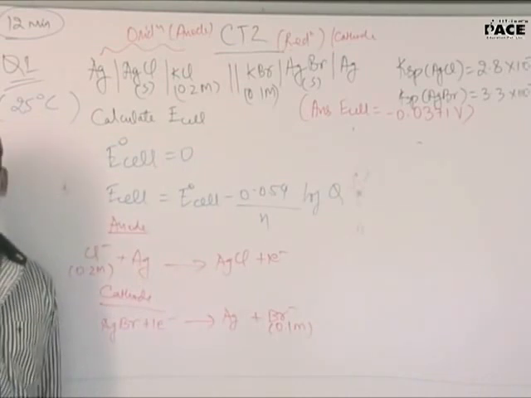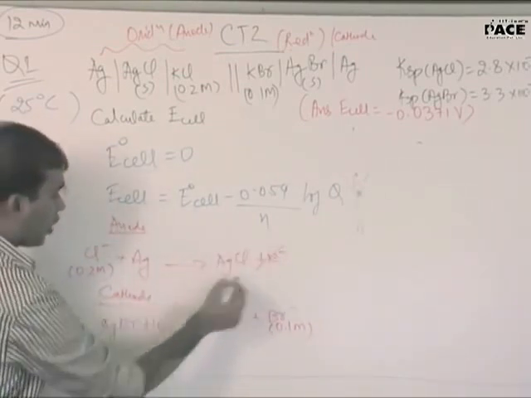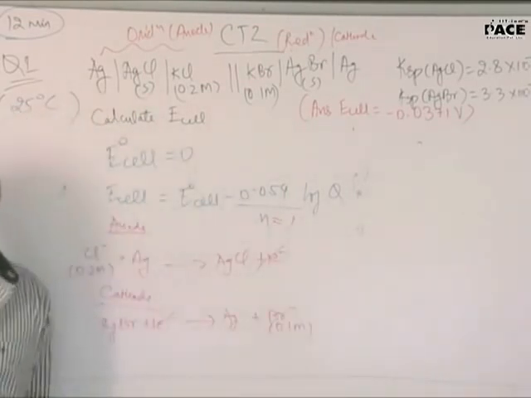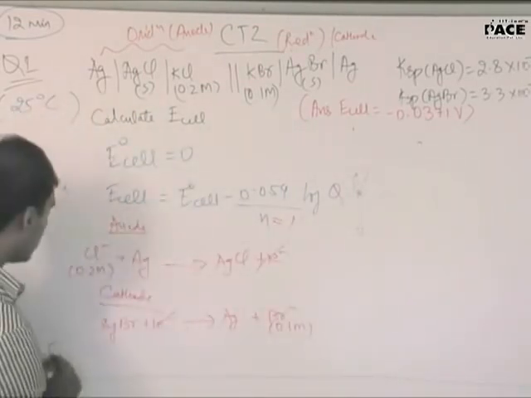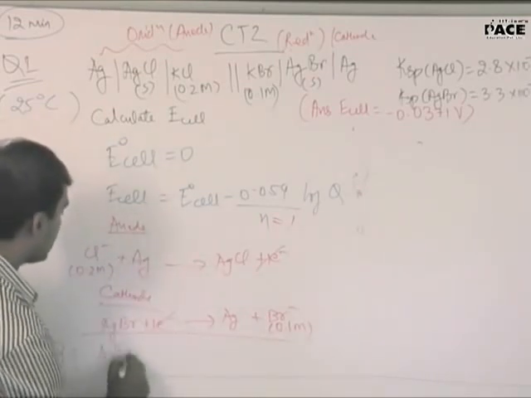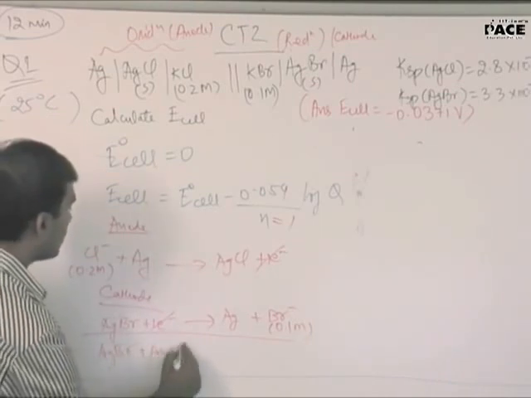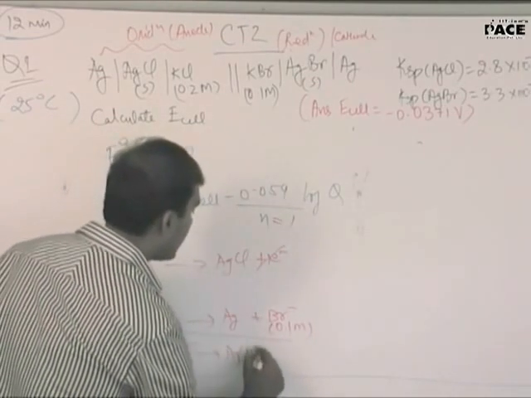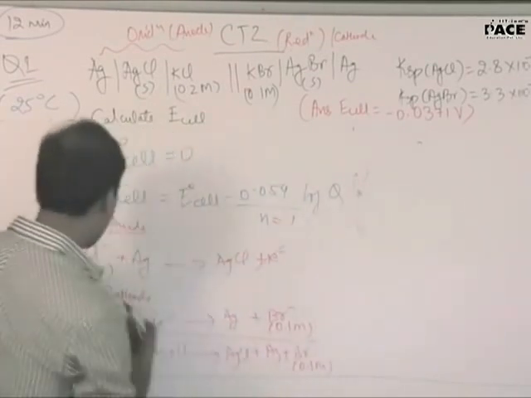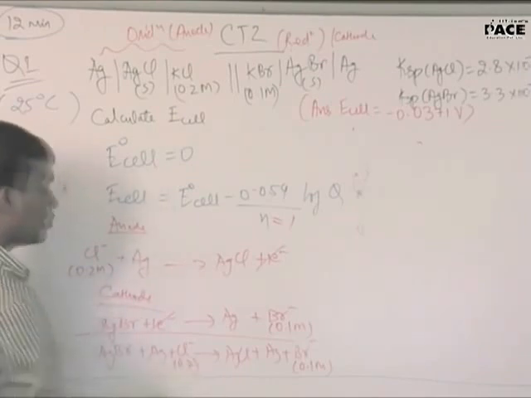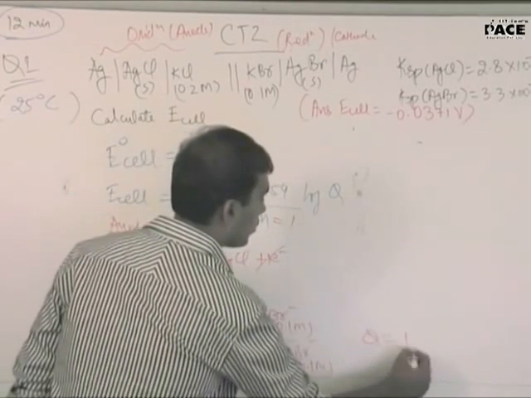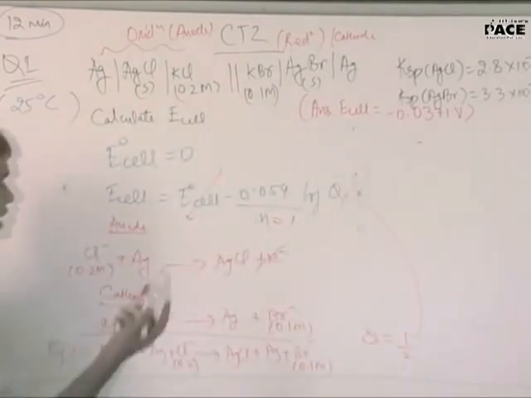Okay. If I add these two equations, how many electrons will be cancelled? 1. So what is N equal to? And what will be Q? You add these two equations. So you will get AgBr plus Ag plus Cl minus equal to AgCl plus Ag plus Br minus. This is 0.1 molar and this is 0.2 molar. Rest all are equal to 1. So what will be the value of Q? 1 by 2? No, rest all are not equal to 1.